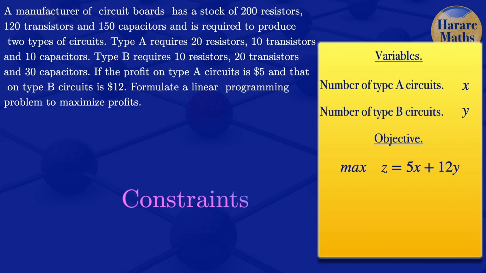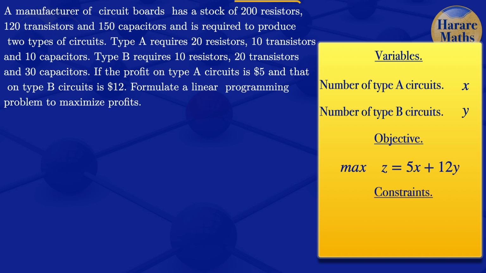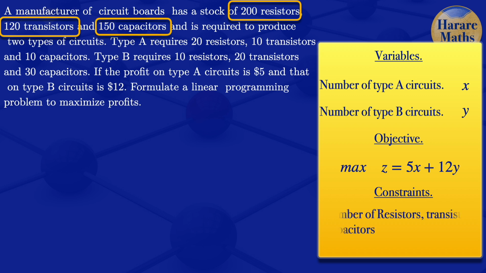We cannot make as many circuits as we want because there are some limitations. There are limitations on the number of resistors, transistors, and capacitors that are available. So those will be our constraints. In this case, the constraints are the resistors, which we have 200, the transistors, we have 120, and the capacitors, we have 150. So the constraints are the number of resistors, transistors, and capacitors.